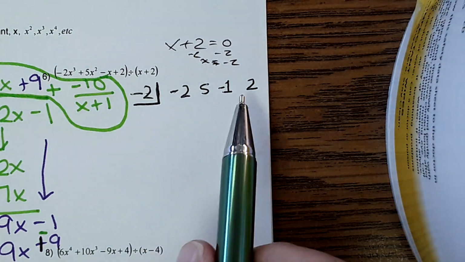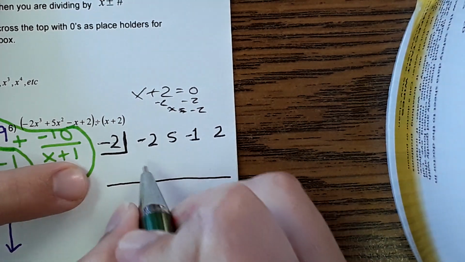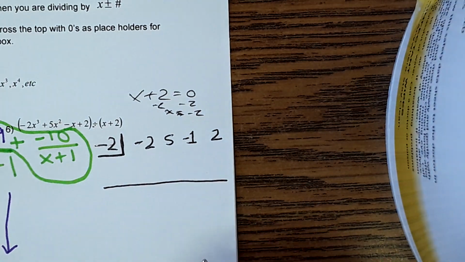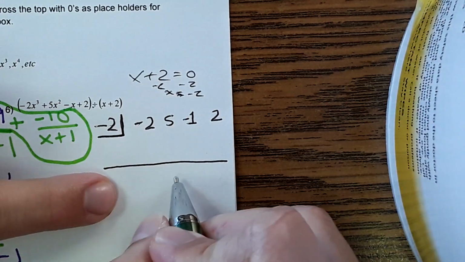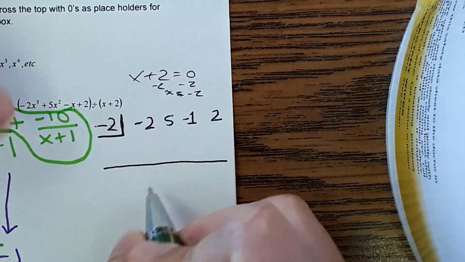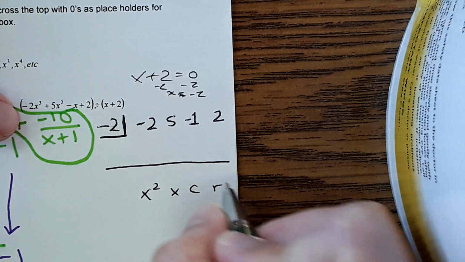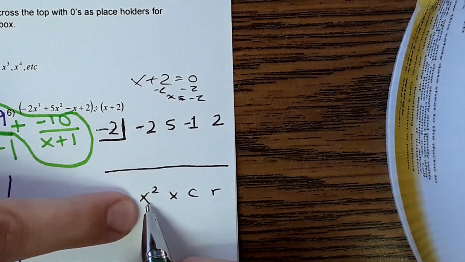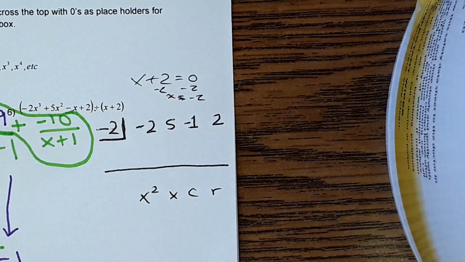Okay, so we listed out all the coefficients. Now we're going to draw a line right here. Leave space because you're actually going to fill in numbers there. And then down here, we're going to fill in numbers too. What these numbers will represent is x squared, x, the constant, and remainder. As for why I chose x squared, I want one less. So this is x cubed, and I need one less than that, which would be x squared.